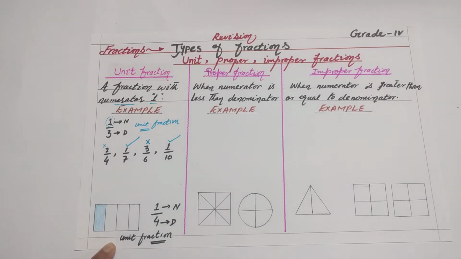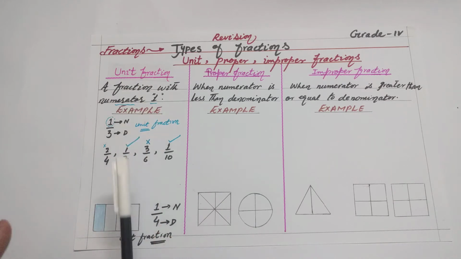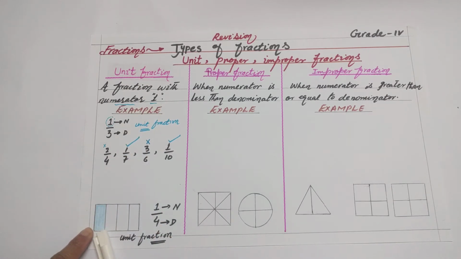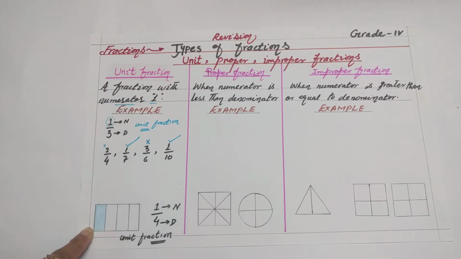Clear? So whenever I give you any question that says draw a shape to represent the unit fraction, you have to just color one part out of the total equal parts, because you have to use only one part to represent the unit fraction. Clear? Now come to the next one.